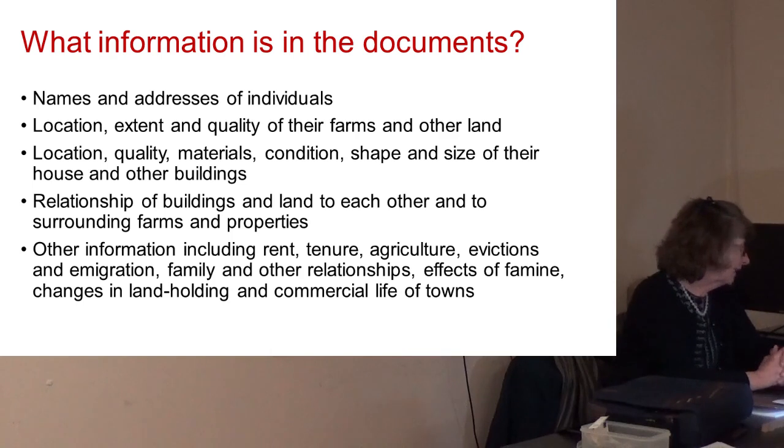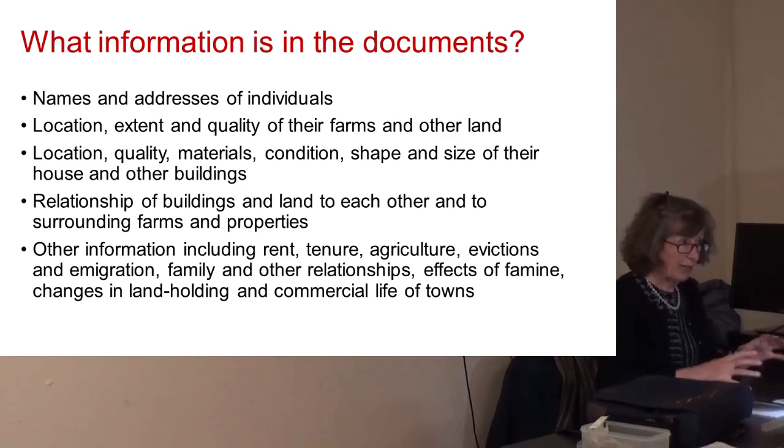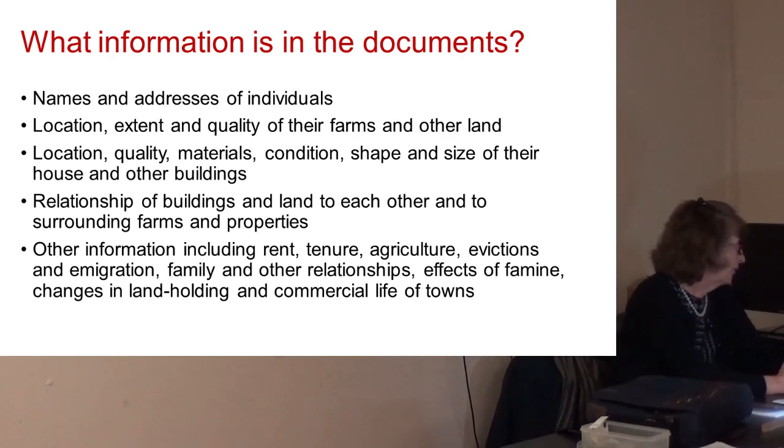And what information is in these documents? Well, you've the names and addresses of individuals, and you'll all know how valuable that is. You can tell the location, the extent, and the quality of their farms and other land. The location, quality, materials, condition, shape and size of their houses and other buildings. You could actually work out what the house looked like, not the design of the house, but you could get a good idea of the shape and finish of the house. You can see the relationship of the buildings and land to each other and to everything around them. And there's all sorts of other miscellaneous information.